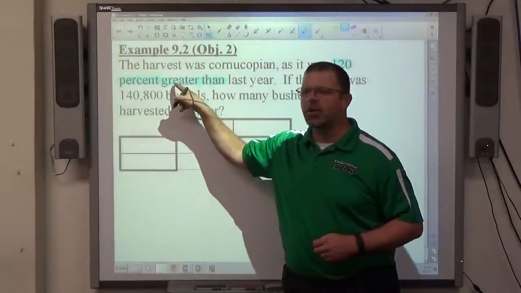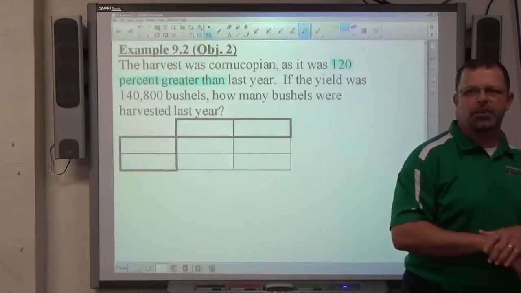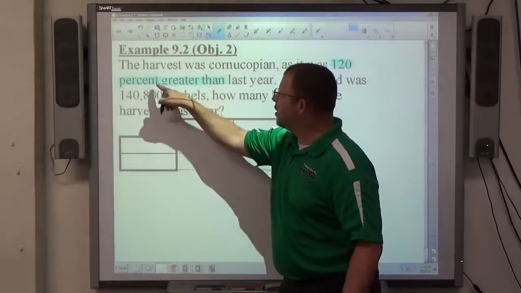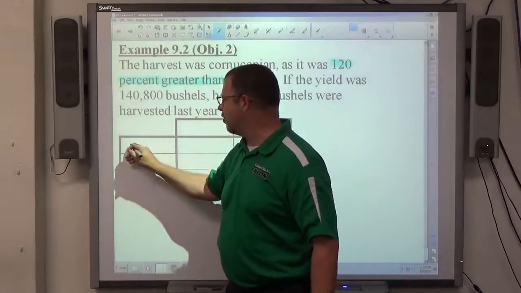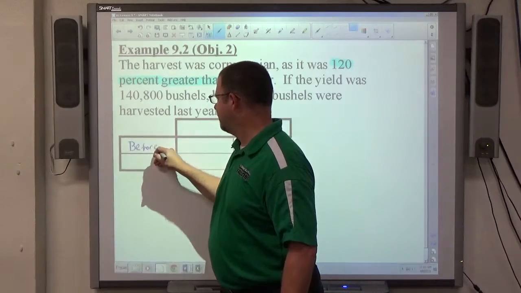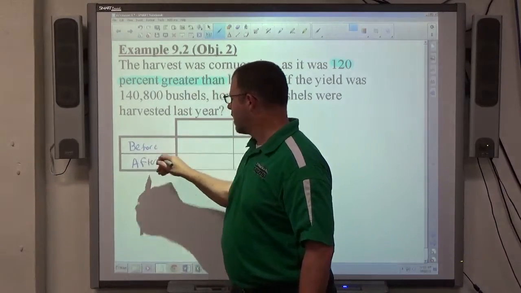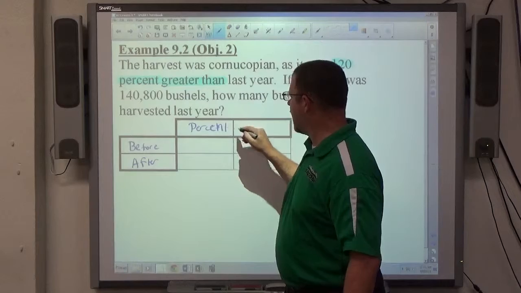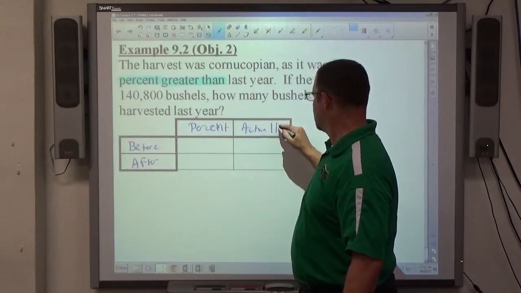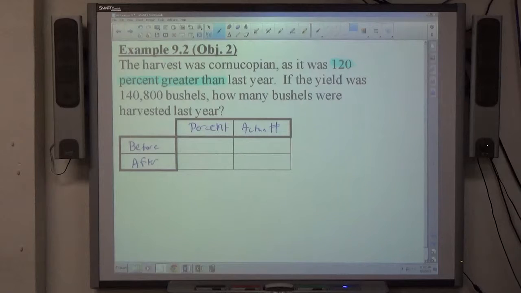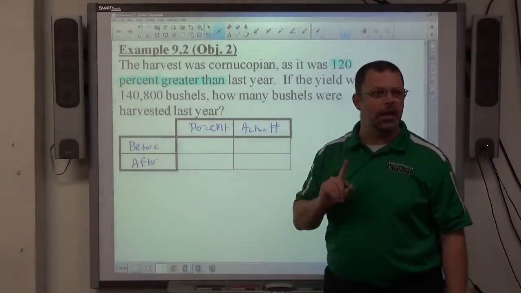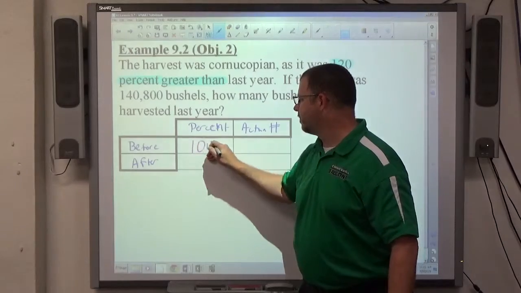If it says percent greater or percent less, it makes it a before and after type of percent word problem. As soon as I see percent greater than or less than, I immediately go to before and after. Okay, once again, my columns are going to be percent and actual number. Right? So always make your columns percent and actual number. But again, if it says percent greater than or percent less than, we're going to immediately go to before and after. And one other thing I'm going to do immediately is I'm going to put 100 right here.